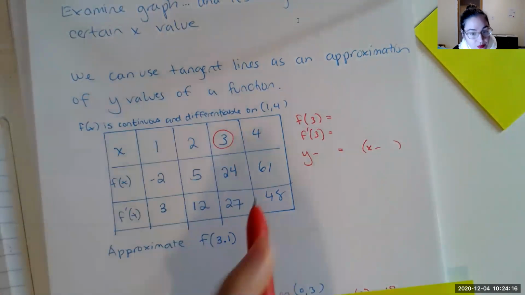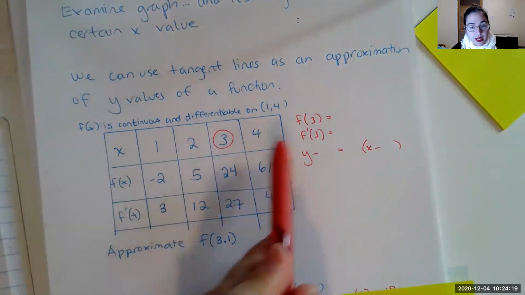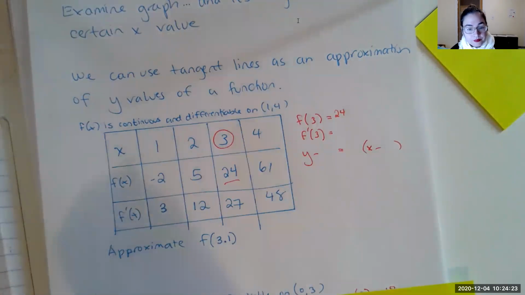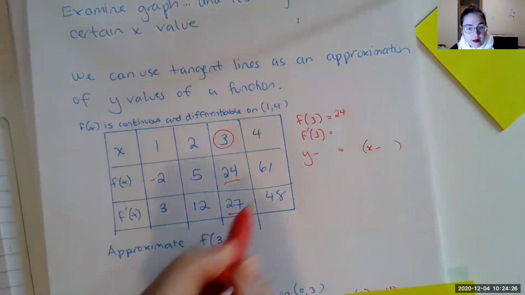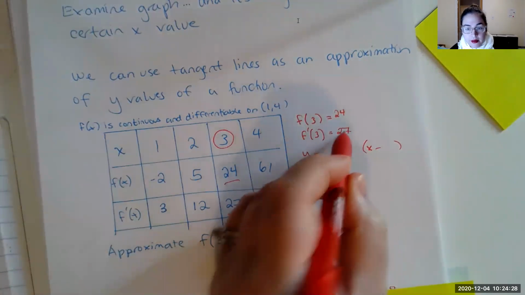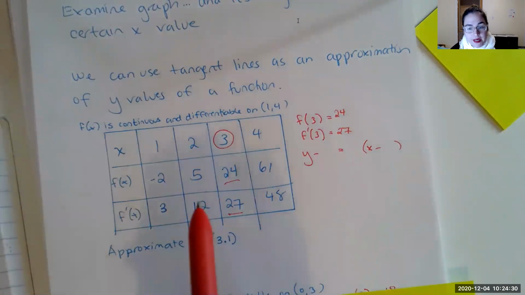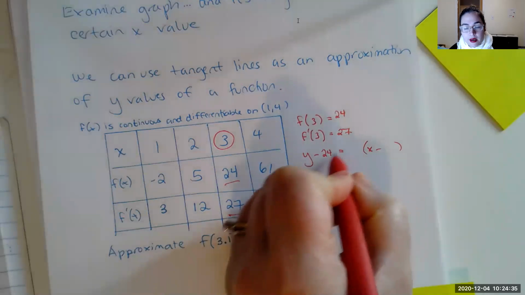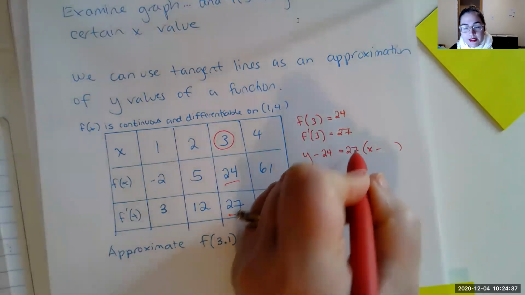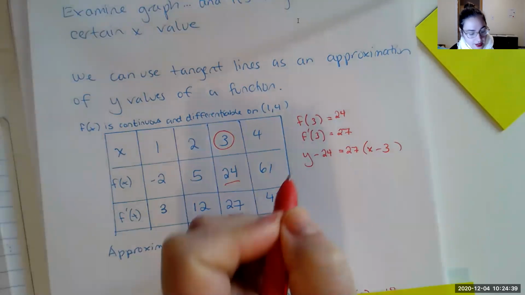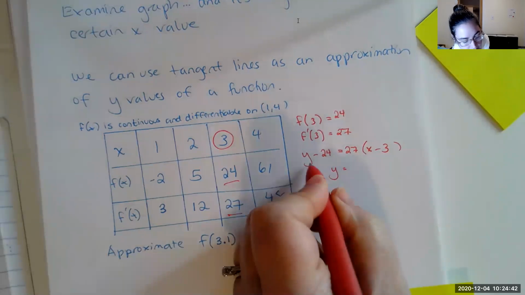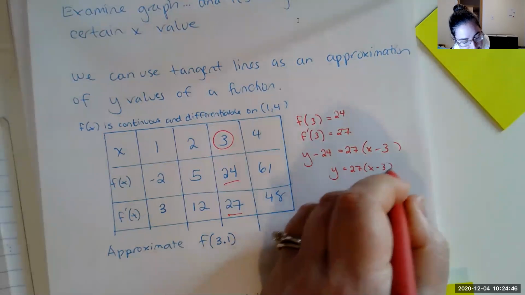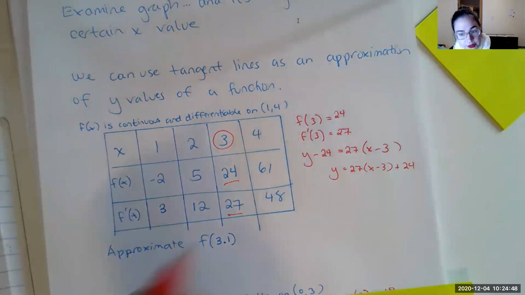So here is where x equals 3. f of 3 is 24. f prime of 3 is 27. So the equation of the tangent line when x is 3 is y minus 24 equals 27 times (x minus 3). And I can write that with y isolated: y equals 27 times (x minus 3) plus 24.